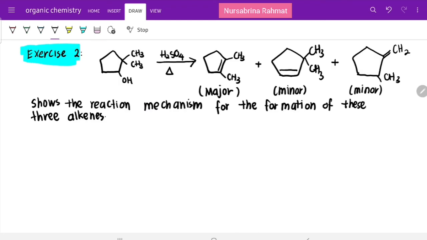Alright, so I'm going to leave you with the second exercise, where you need to show the reaction mechanism for the formation of these 3 alkenes. One is the major product and 2 is the minor product. Actually, there will be another minor product, but I'm going to stick with these 3 different types of alkene.